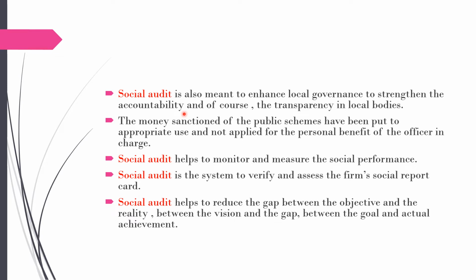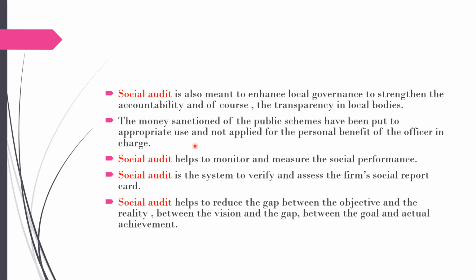But the social audit, if it speaks for the benefit, it means that the organization, be it a government organization or a private organization, if social audit claims that this and this has been done, it means this and this would have actually been done. So this brings in transparency for the local bodies as to how much they have helped the poor. The money sanctioned for public schemes has been put to appropriate use and not applied for the personal benefit of the officer in charge.